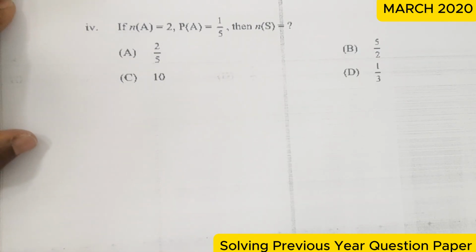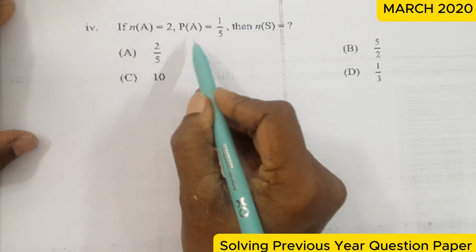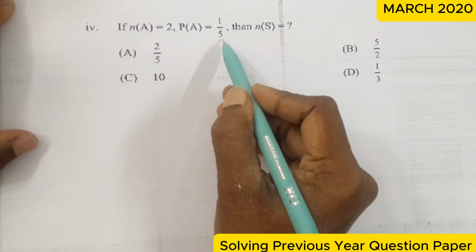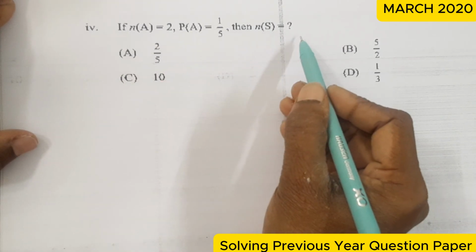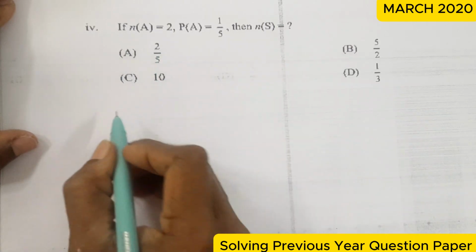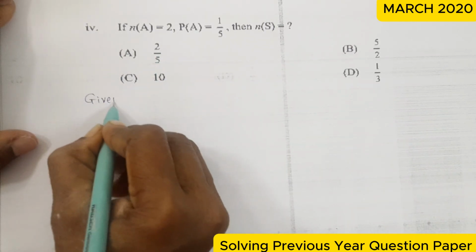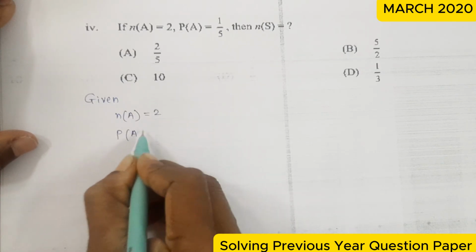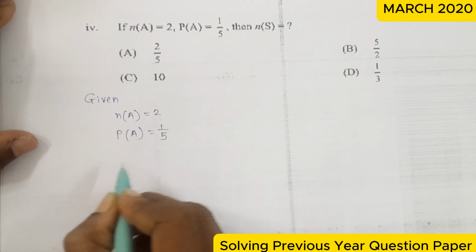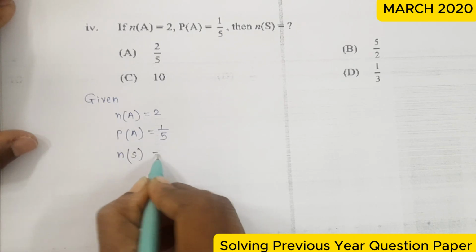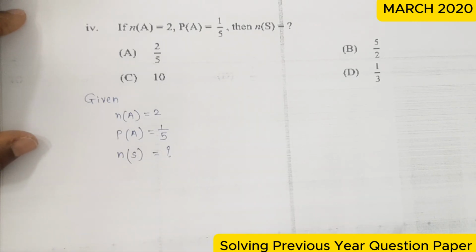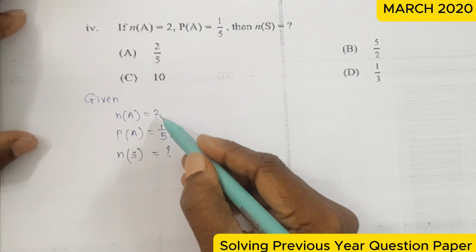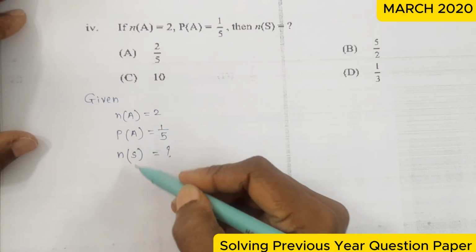Okay, so if n of A is equal to 2, P of A is equal to 1 upon 5, then n of S is equal to question mark. So now here students, the given is n of A is equal to 2, P of A is equal to 1 upon 5, and we have to find out n of S. So now we have to find n of S, but the given values are P of A and n of A.